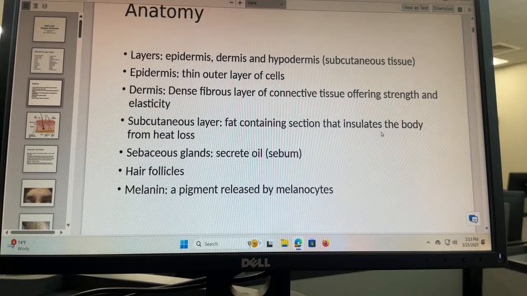Then you also have sebaceous glands, which are in the skin. They are what secrete oil. So you get like oil on your face, your nose. Those are from the sebaceous glands. There are hair follicles, like our eyebrows, our hair on our scalp, and then there are melanocytes. They are a certain type of cell that releases melanin. This is a pigment that determines what color your skin is going to be.